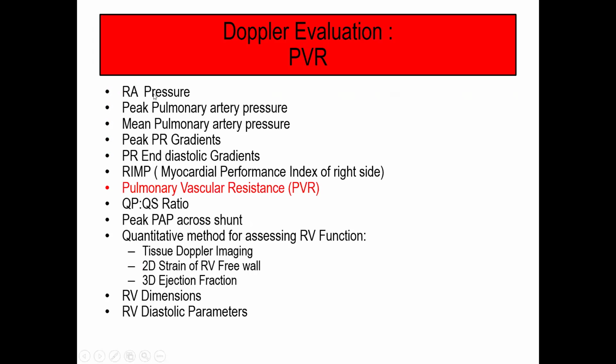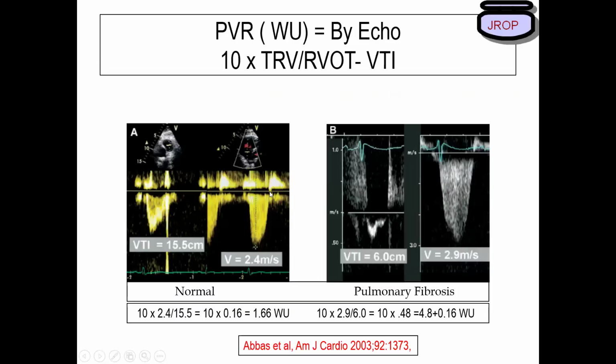So we learned about RA pressure. We learned about peak pulmonary artery pressure. We derived mean pulmonary artery pressure. We did not look at the peak PR gradient or end-diastolic gradient. We looked at the right-sided myocardial performance index. And now comes the most important thing: pulmonary vascular resistance, how to calculate it. It's a very simple thing to calculate pulmonary vascular resistance.